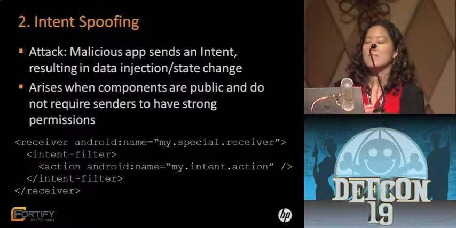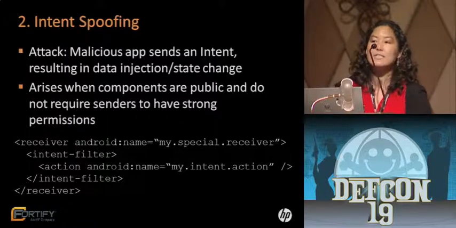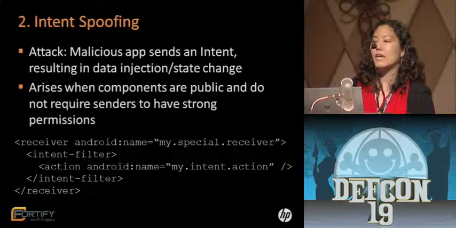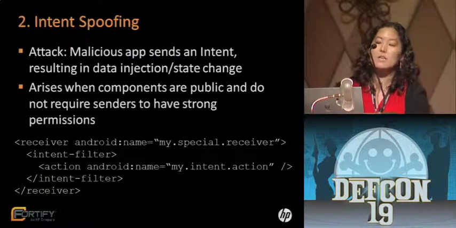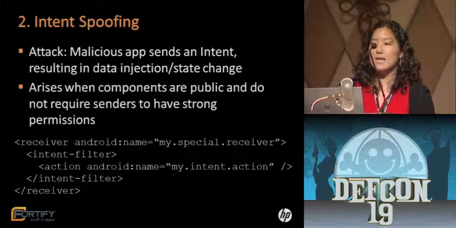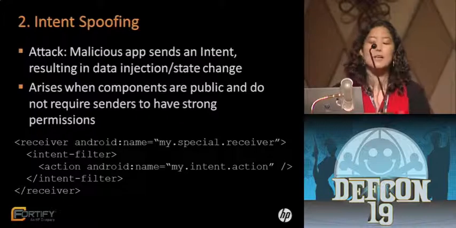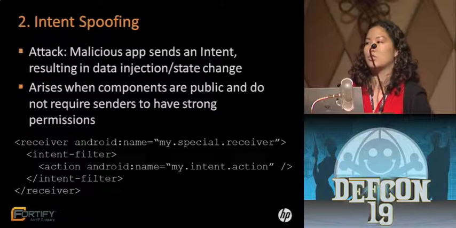Okay. So the second vulnerability we have is intent spoofing. In this attack, the malicious application is sending an intent into a legitimate application. If the legitimate application just trusts the intent and uses the data in it, that would result in data injection. If receiving that intent will change the state of the application, that can also occur. This problem arises when components are public and they don't require the senders to have any strong permissions.